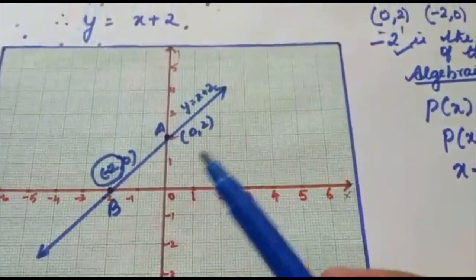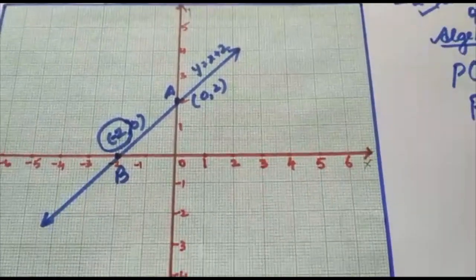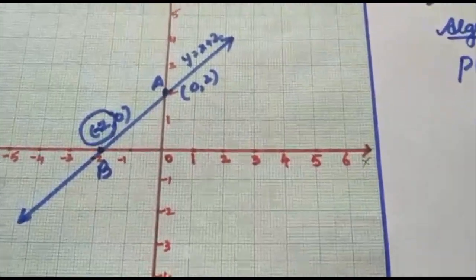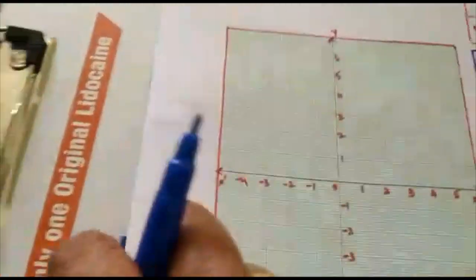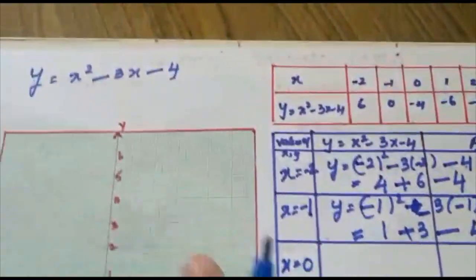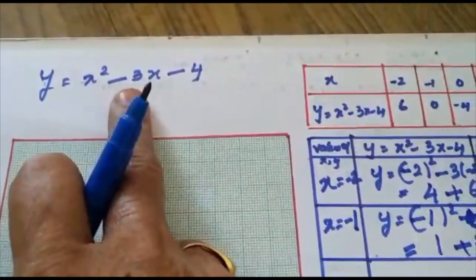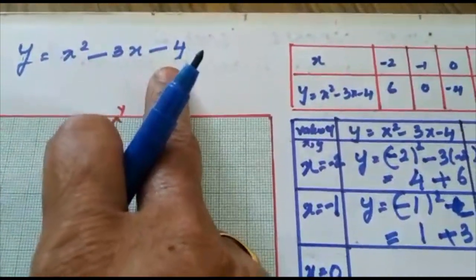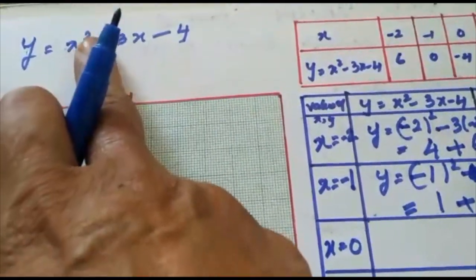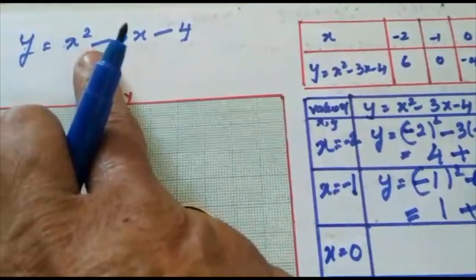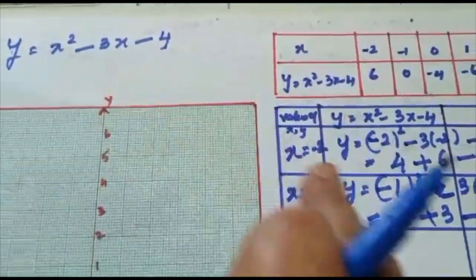In the same way, we can represent the quadratic polynomial and the cubic polynomial graphically. So let us see how to represent y is equal to x square minus 3x minus 4 graphically. This is a quadratic polynomial. Why? Because the degree of this polynomial is 2. Now let us solve this polynomial.